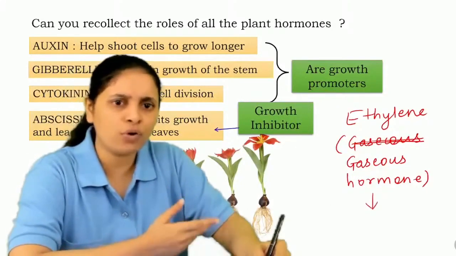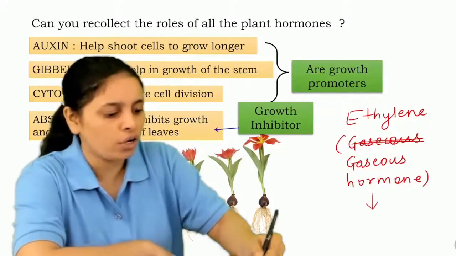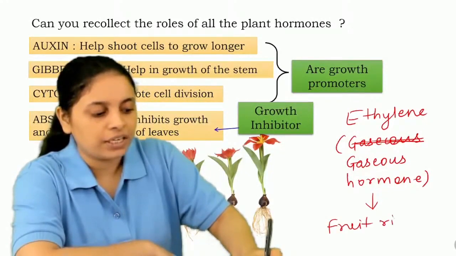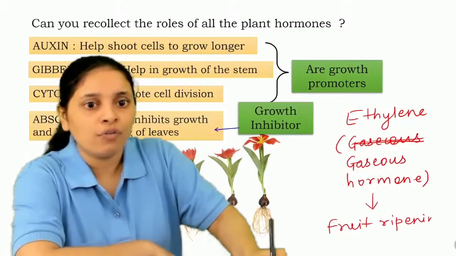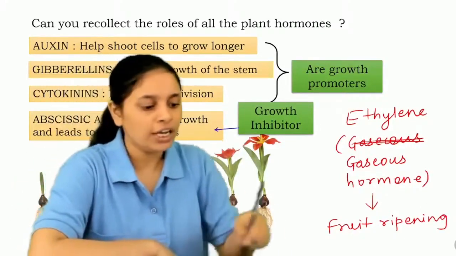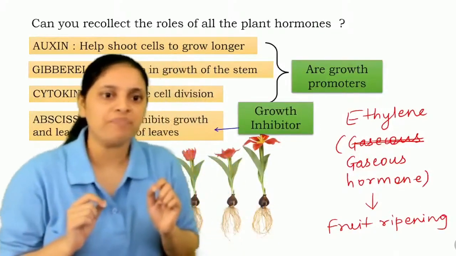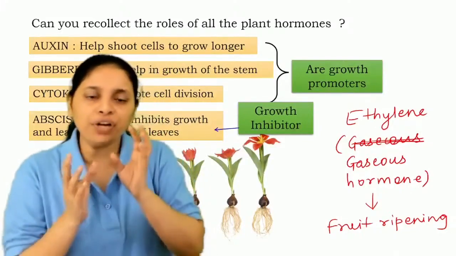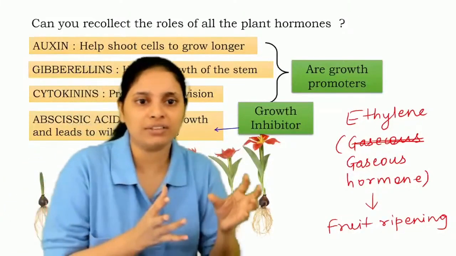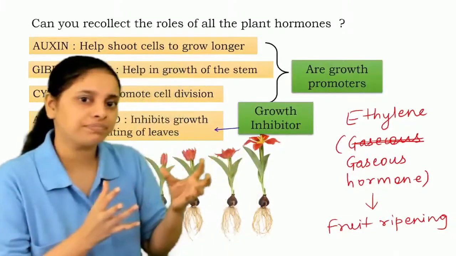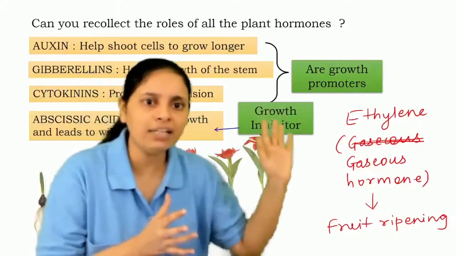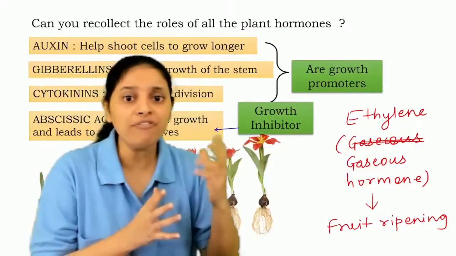Okay, इसके बहुत सारे roles हैं, but it is well known for fruit ripening. So if you have any ripened fruit, पूरा पका हुआ कोई fruit है, and if you keep it along with some other raw fruits, you will see these raw fruits start ripening faster.